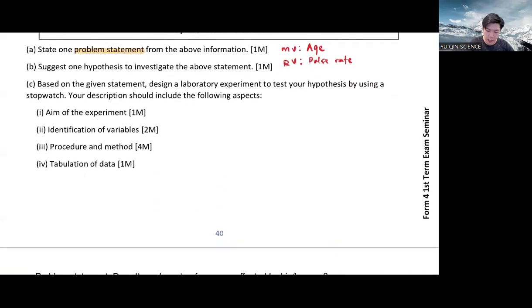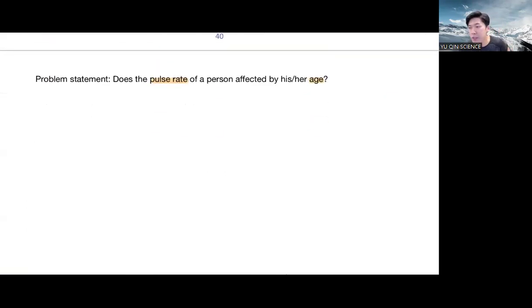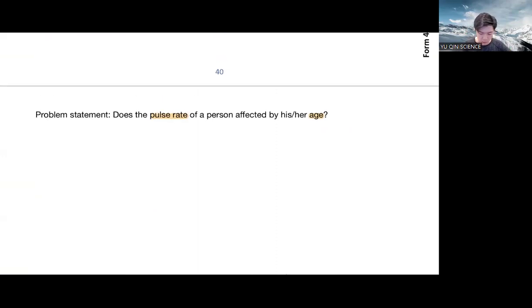Then the next one will be the hypothesis. I think we did that just now. You all know that you have to use your manipulated and responding variables also. The soul or the backbone of the whole experiment, right, is your manipulated and your responding variable. So you must always first find out what your manipulated and responding variables are. That's the backbone of the whole experiment.